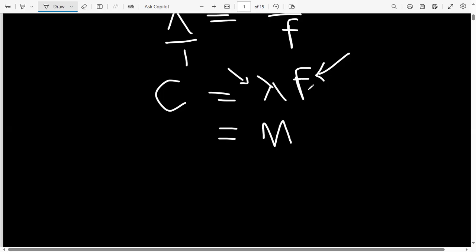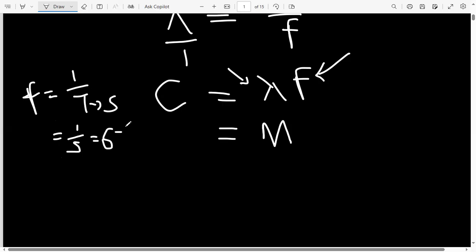this F. Now this F is the frequency. So what are the units for frequency? Frequency is found by dividing 1 by the period, and the period is just the time. So frequency equals 1 over the period, and the period is measured in seconds. So 1 over seconds gives the units of frequency as 1 over S. Or if you want, you can bring this S on top, which means it will have a negative power.